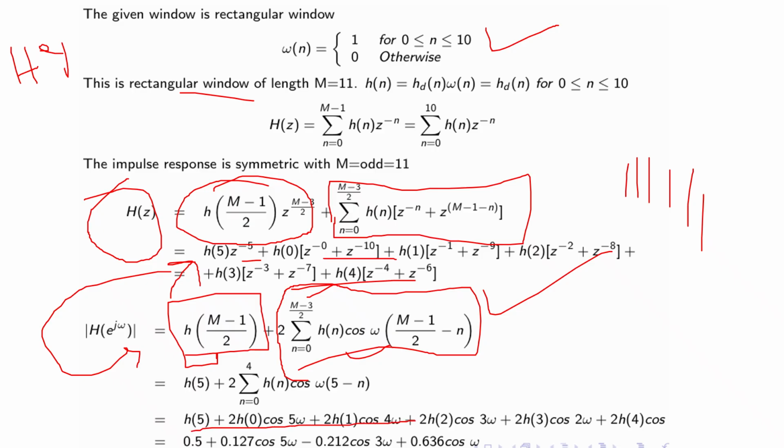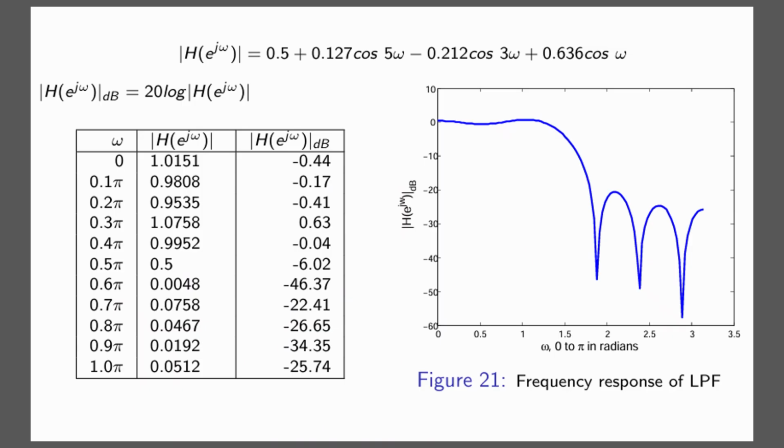So here is the multiplication of both h_d[n] and the rectangular function. So finally, if you put the values, you can get the value of H of j omega, that is your transfer function values with respect to omega, that is frequency, and then you can plot it.